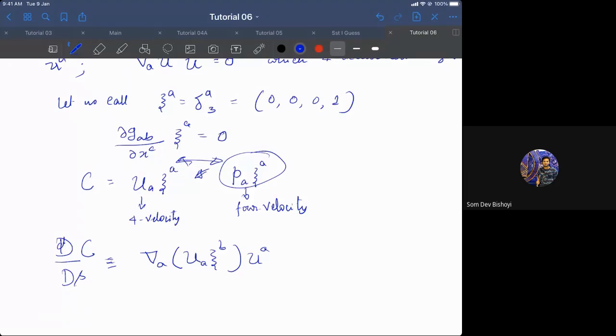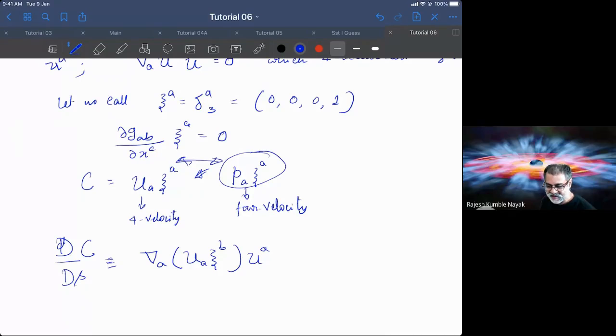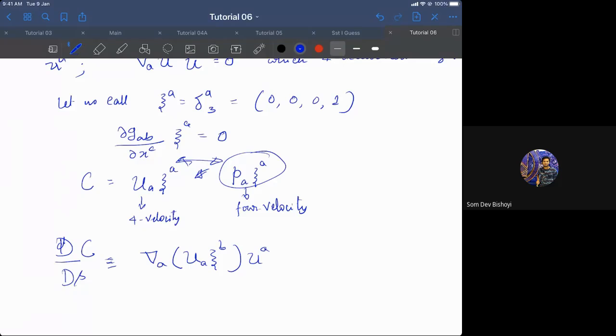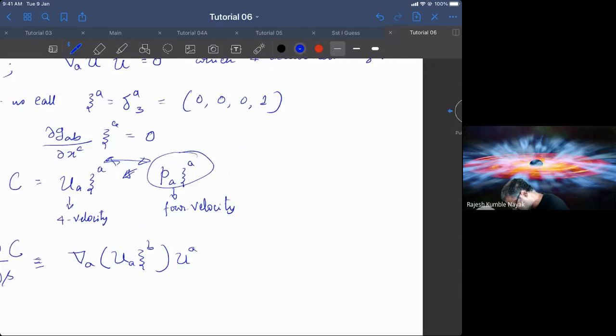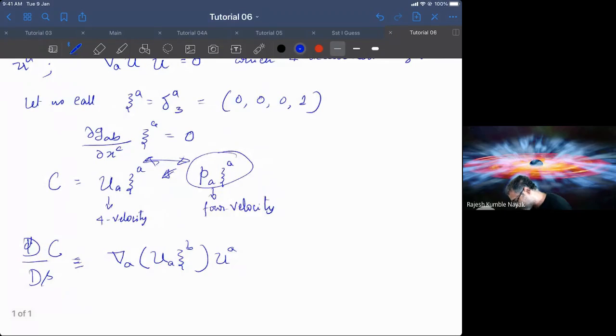Sir, yes, go ahead. Sir, can you just repeat what we do after we define this C as U_a ξ^a? Yeah, so what I want to do is show, the idea must be already known, that I want to show that C is constant. That is why I've given it a name, big C.